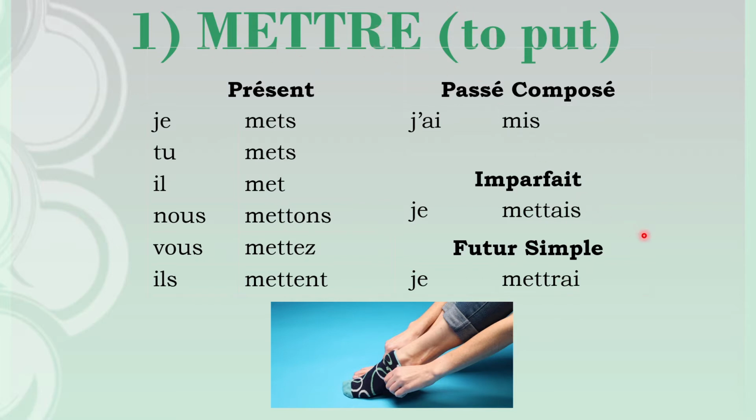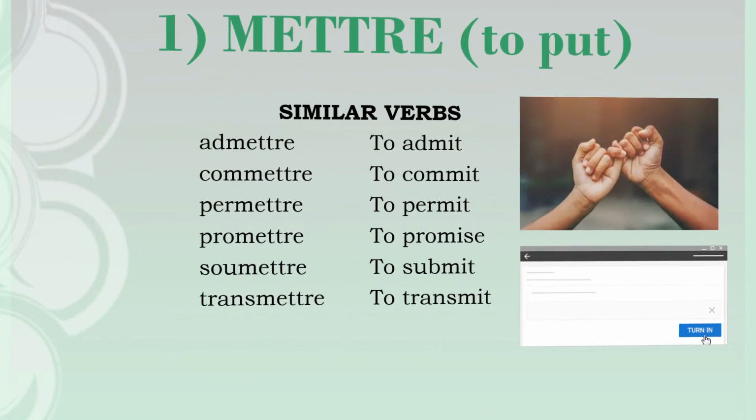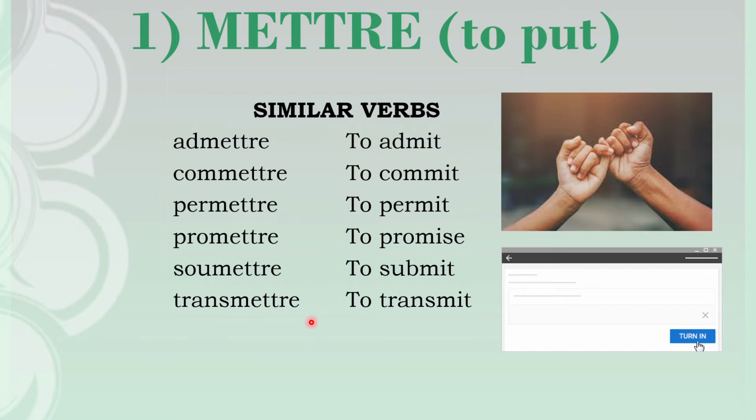Okay, now from this mettre, you can get 6 other verbs, okay, which also classify themselves as irregular. But if you go and see, they all end in mettre itself. Okay, so if you know the conjugation of mettre, you can very easily conjugate these as well. You don't need to learn them separately. So admettre, to admit, commettre, to commit, permettre, to permit or to allow something, promettre, to promise, soumettre, to submit. Okay, well, I've been doing lots of submissions on Google Classroom, I suppose. So soumettre is to submit, transmettre is to transmit. So all these 6, okay, which end with mettre, go the same way as the verb mettre itself.